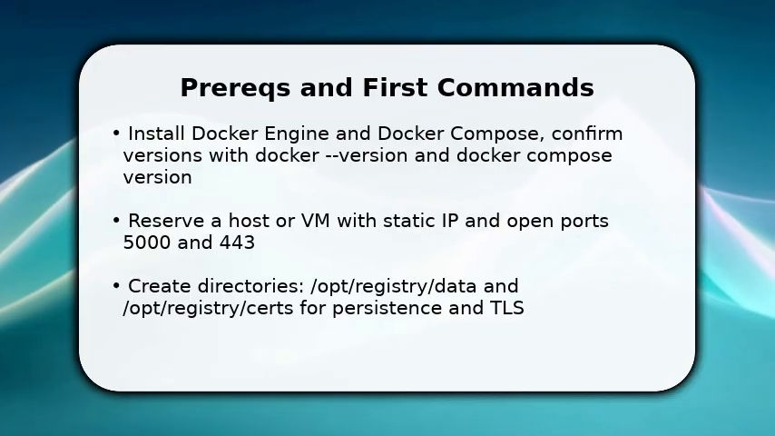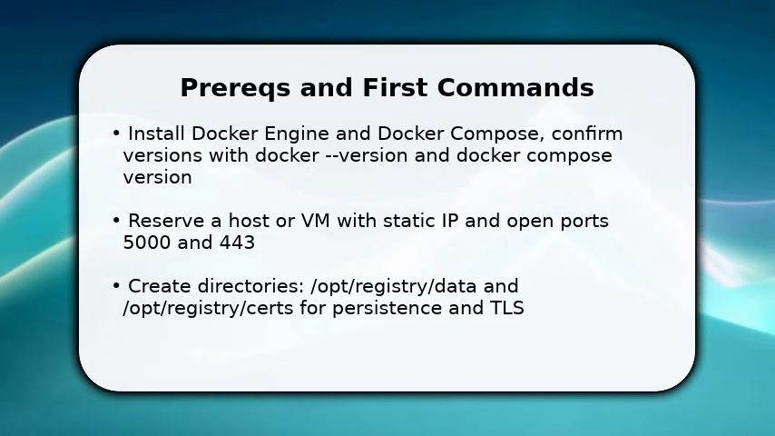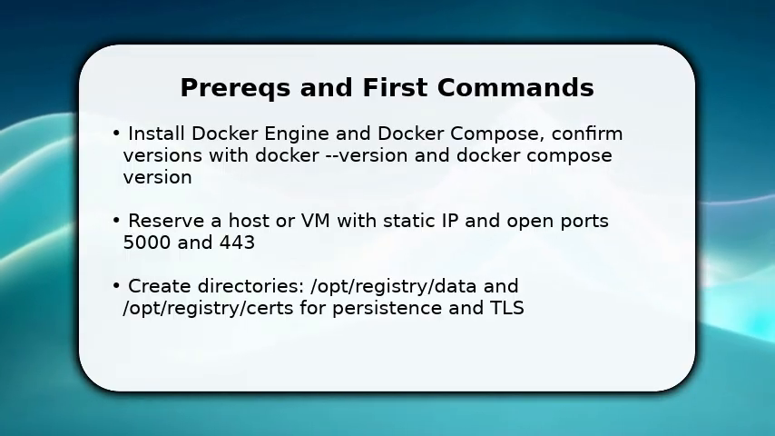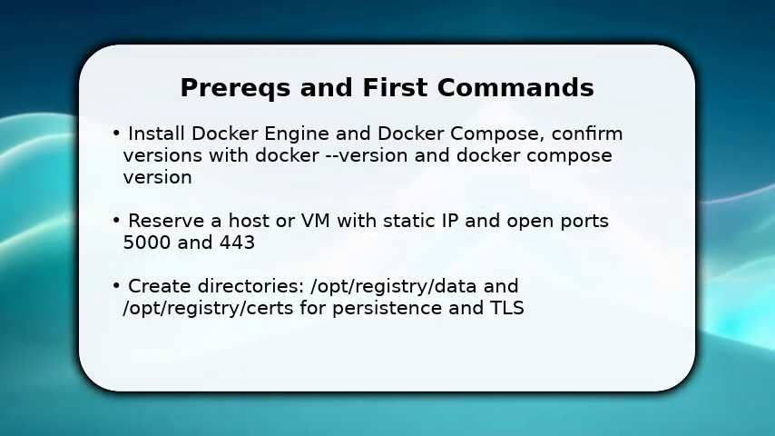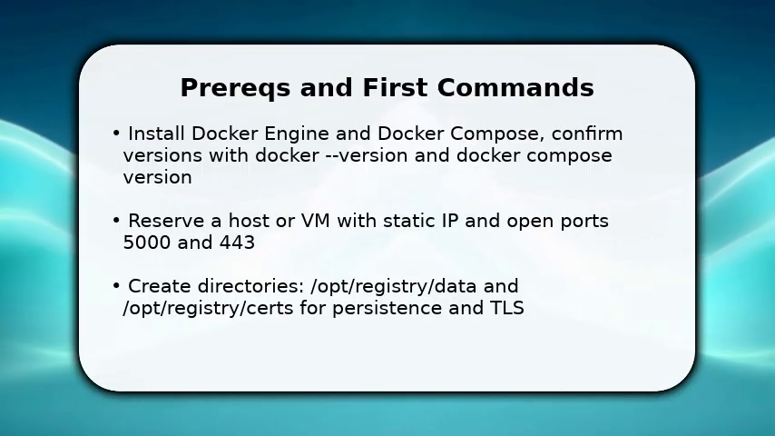YAML that uses registry:2, mount /opt/registry/data, and maps port 5000 to container 5000. Make the compose file owned by root or your deploy user so Docker can access mounts. Now you're ready to bring the stack up.